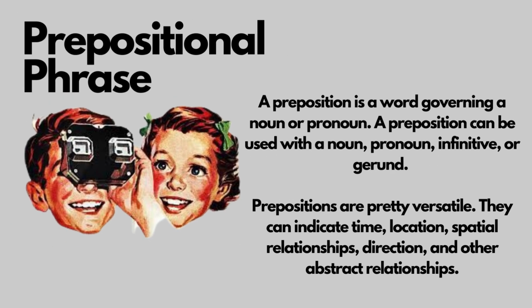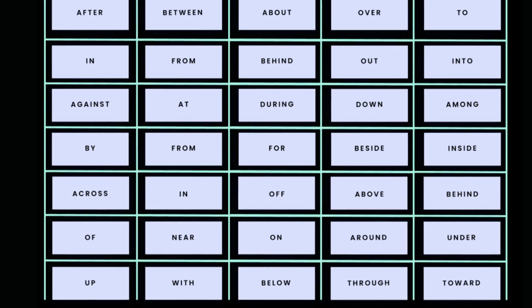Prepositional phrases come next. A preposition is a word governing a noun or pronoun. A preposition can be used with a noun, pronoun, infinitive, or gerund. Prepositions are pretty versatile. They can indicate time, location, spatial relationships, direction, and other abstract relationships. And then on this slide here, I have a list of common prepositional phrases just to give students a sense of what they are.